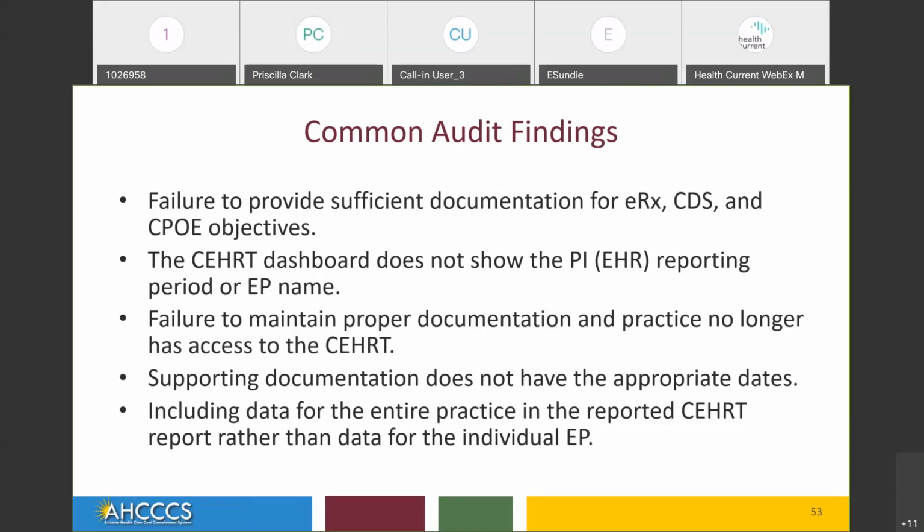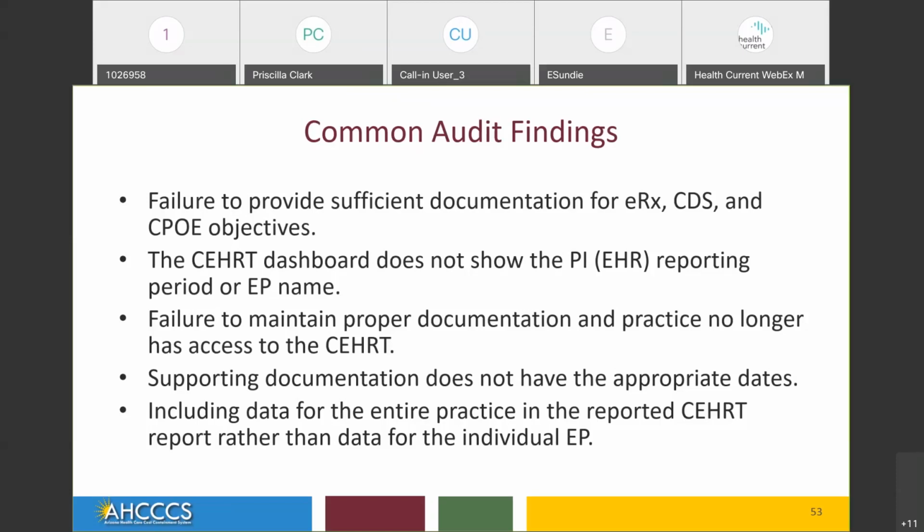Another common failure is to maintain proper documentation, and the practice no longer has access to the CERT. So make sure to gather that documentation when you're first attesting for the program. Another item is supporting documentation does not have the appropriate dates. Make sure screenshots, CERT dashboard, all have the appropriate dates that are needed to meet the measures.